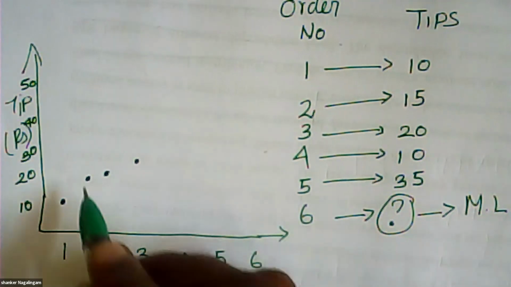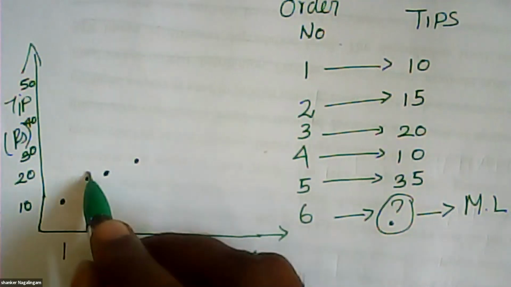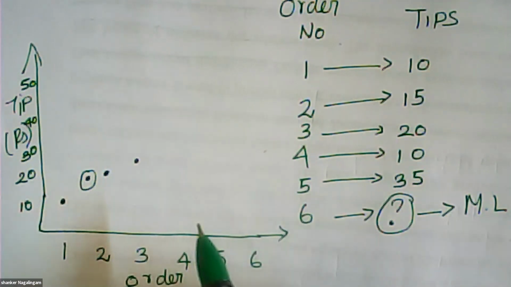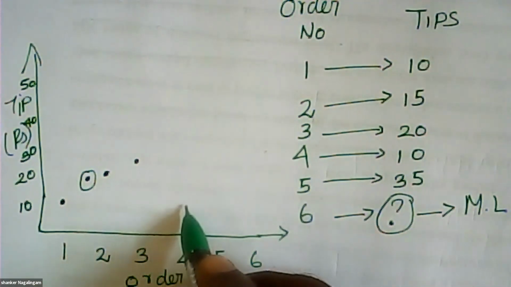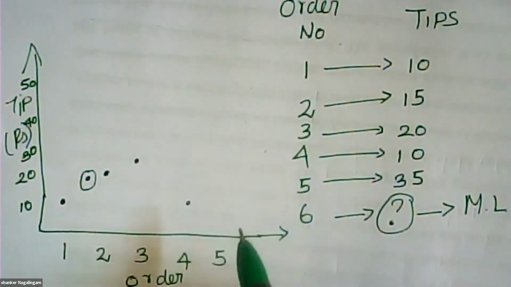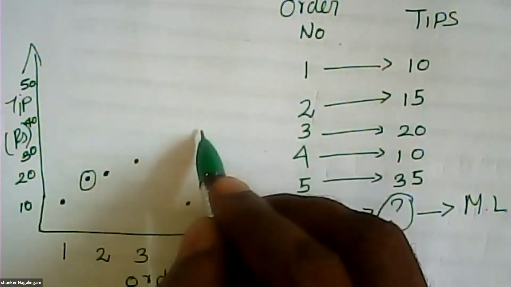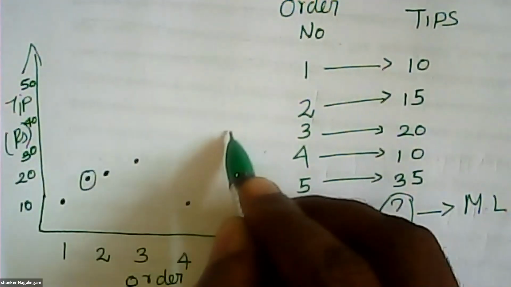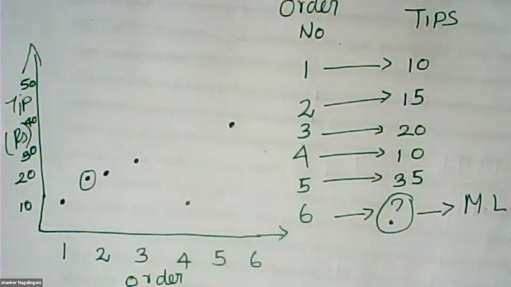Okay. Now, I'll just talk about this one later on. Fourth, I'm getting 10. And fifth, I'm getting 35. Here it comes around here. Okay. Now, this will be the plotting for tip and order.